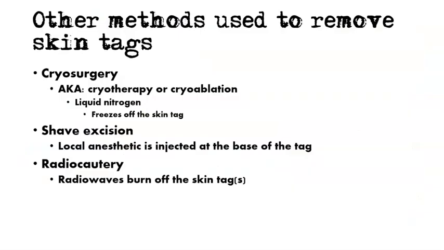Other methods used to remove skin tags are cryosurgery, also known as cryotherapy or cryoablation. This is when liquid nitrogen is used to freeze it off. When the skin tags are removed by shave excision, local anesthetics are injected at the base of the tag before shaving it off. With radiocautery, radio waves are used to burn off the skin tag or skin tags.